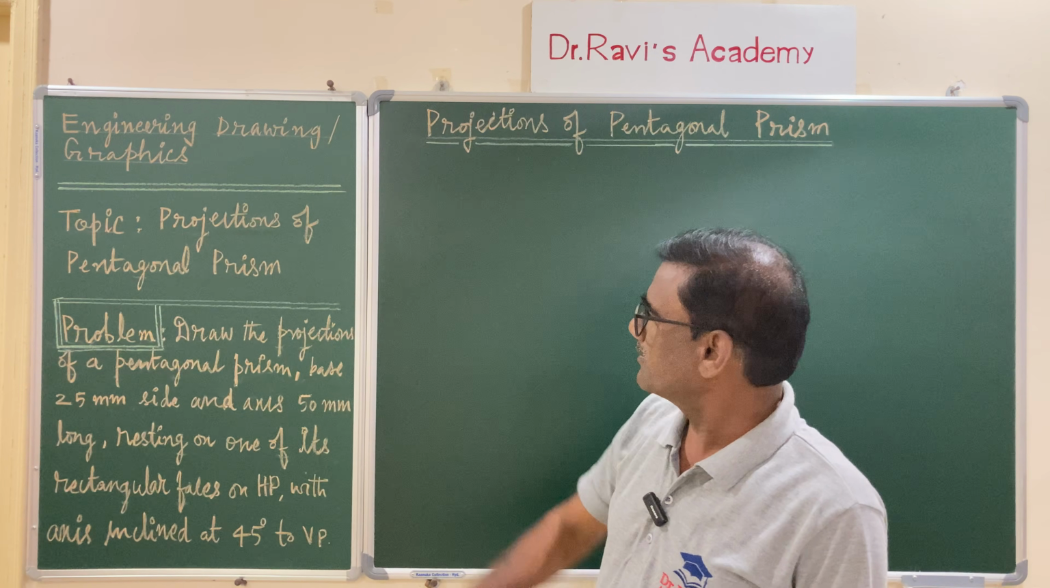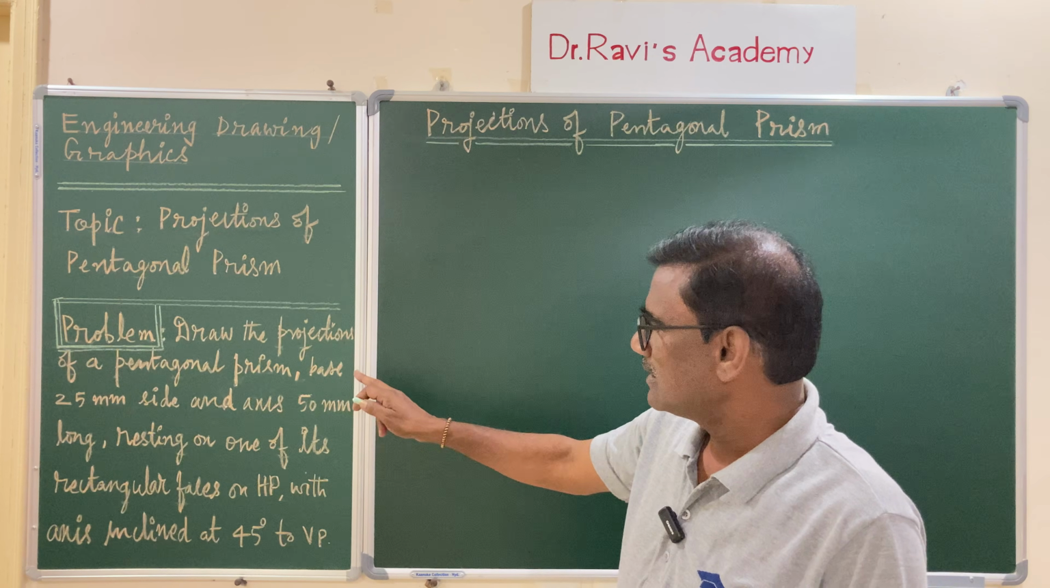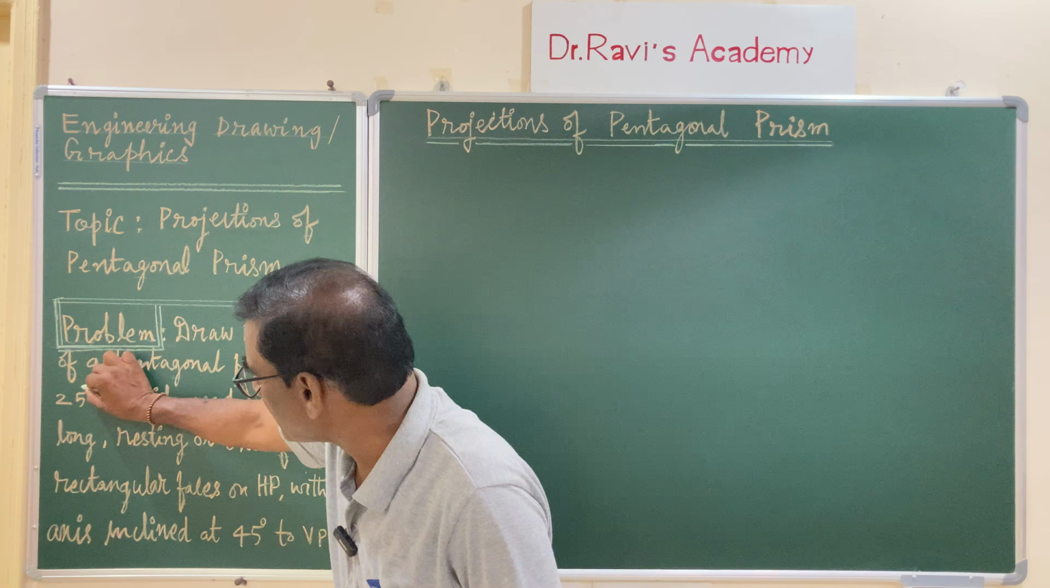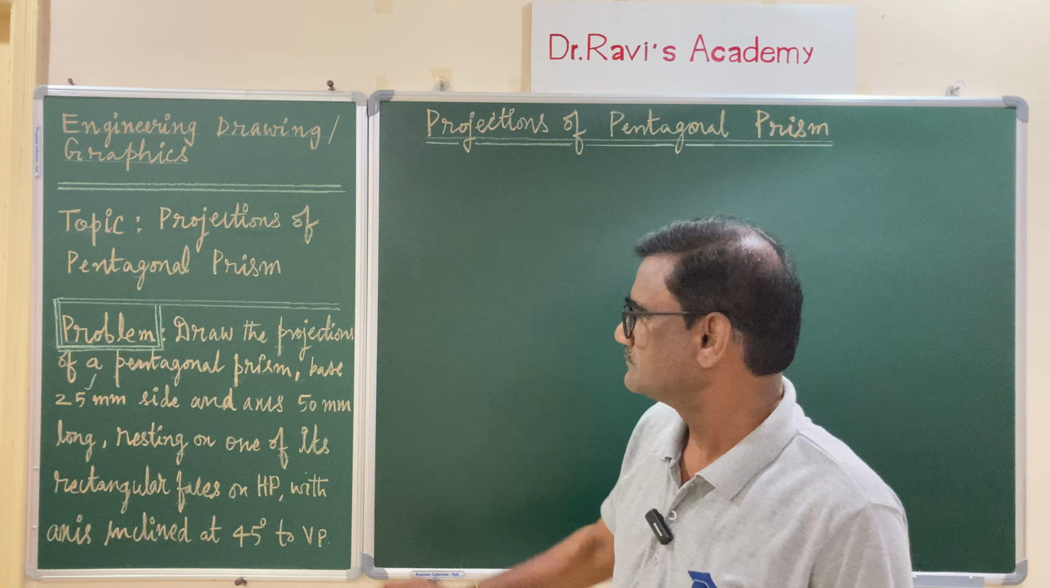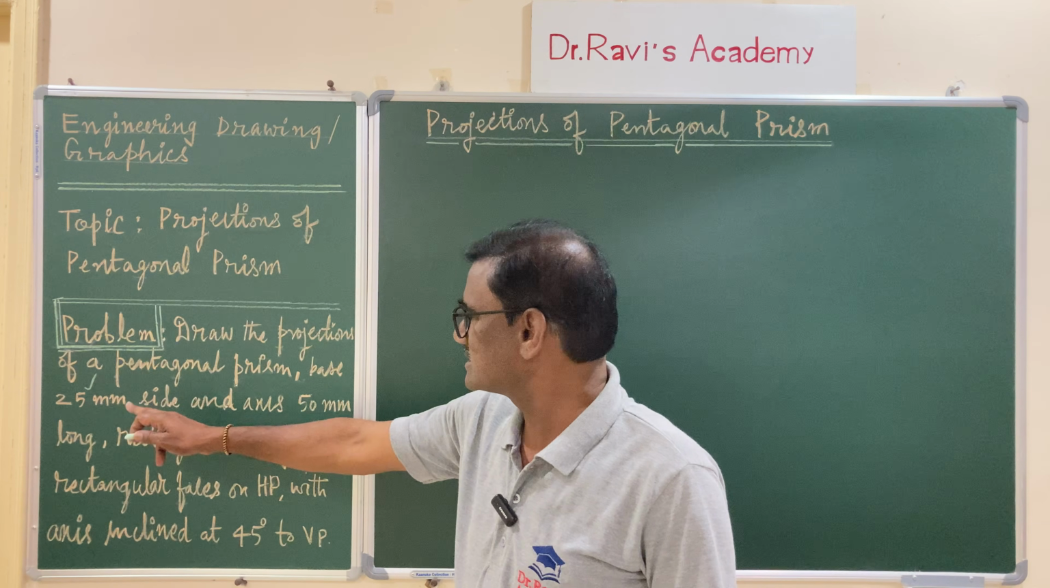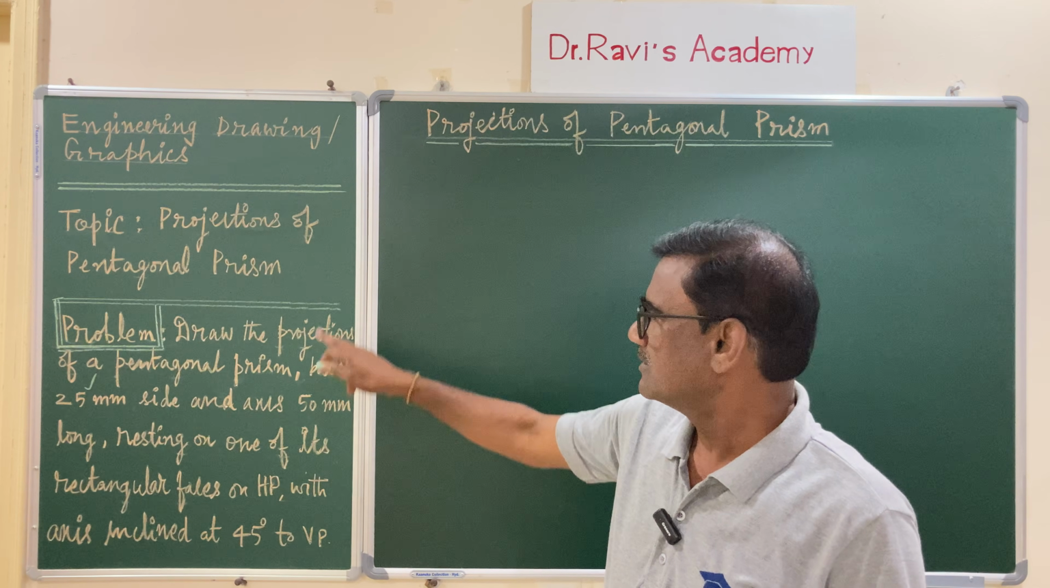In today's virtual class, we will be learning how to draw the projections of a pentagonal prism. Let us look at the problem. Draw the projections of a pentagonal prism. Base side is given 25 mm and axis is 50 mm long. So your base edge is 25 mm and axis, that means the height of the prism, is given 50 mm.